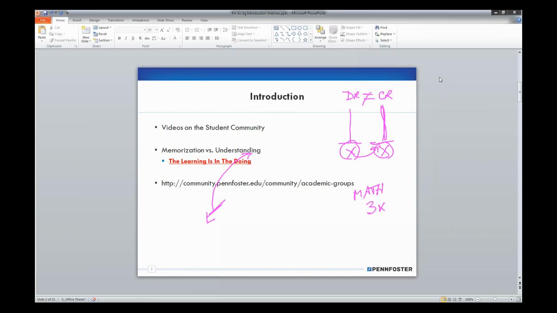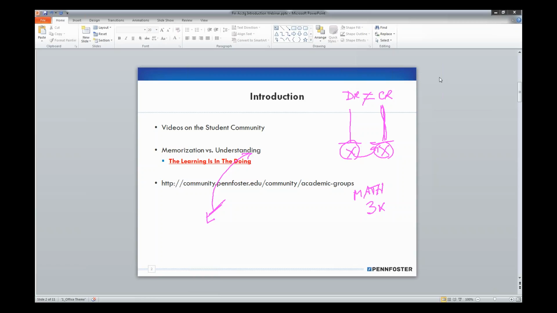Here's the web address, and I'm going to leave this on the screen here so that you can write this down, okay? That's http://community.penfoster.edu/community/academic-groups.